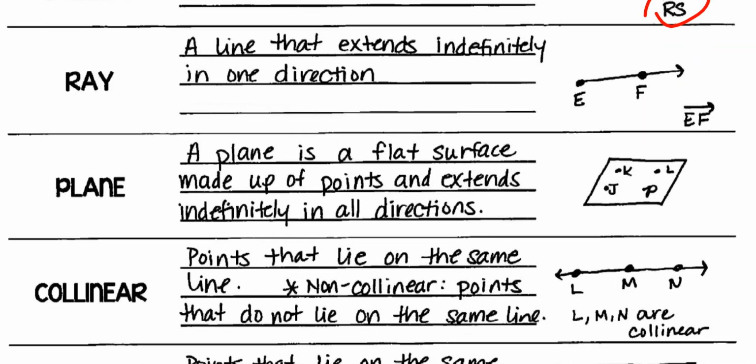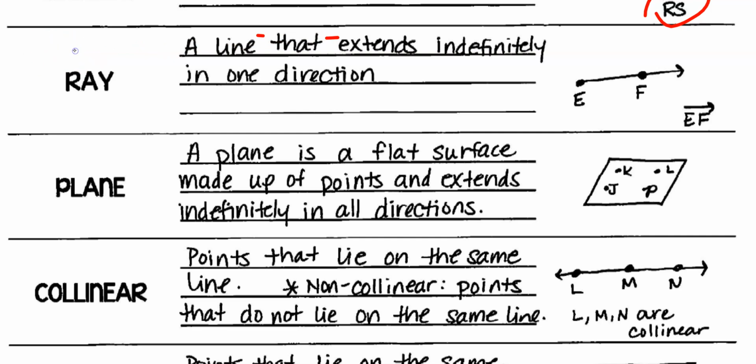Going down, we then have a ray. So now a ray is a line that extends infinitely in one direction. So think of it like the rays from the sun. So when you have your sun, right? It shoots off rays of light. Notice it starts from the sun and it goes infinitely in this direction. Now imagine if it didn't hit a planet, it would keep going forever. So that's how you kind of think of a ray.